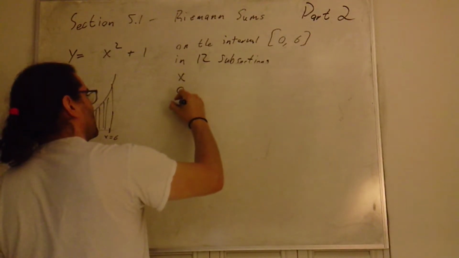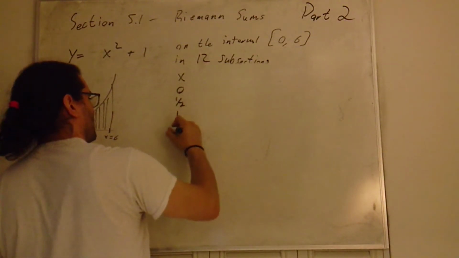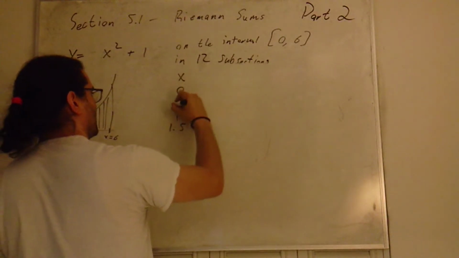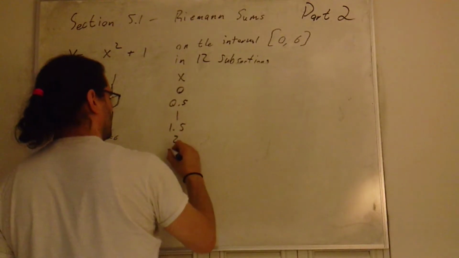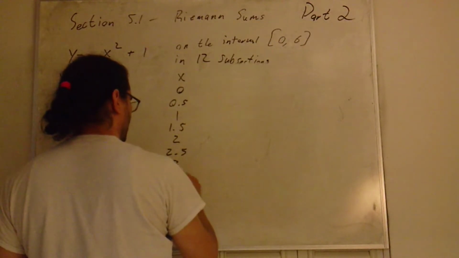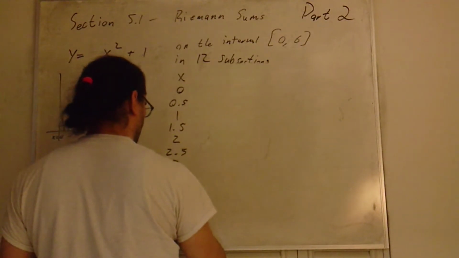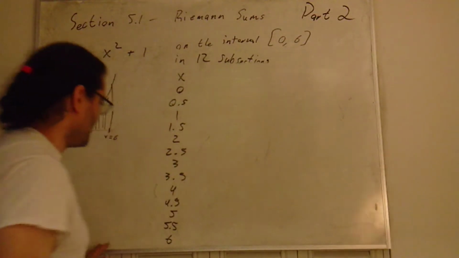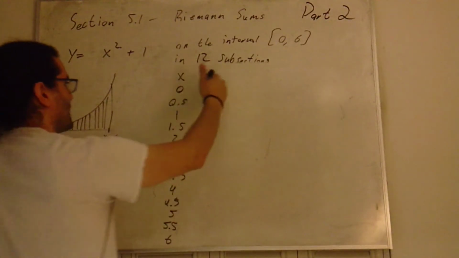0, 1/2, 1, 1.5. Yeah, we're using decimals. Okay, 0.5, 2, 2.5, 3, 3.5, 4, 4.5, 5, 5.5, and 6. Just barely enough room. These are my x values.